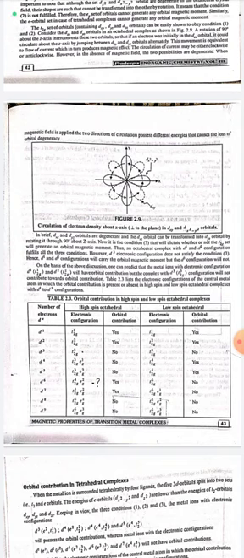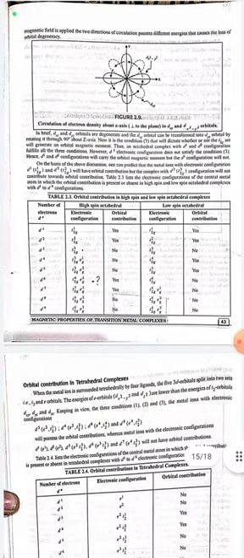Table 2.3 lists the electronic configurations of the central metal atom in which the orbital contribution is present or absent in high spin or low spin octahedral complexes with d1 to d9 configurations. Table 2.3: Orbital contribution in high spin and low spin octahedral complexes. Orbital contribution in tetrahedral complexes.